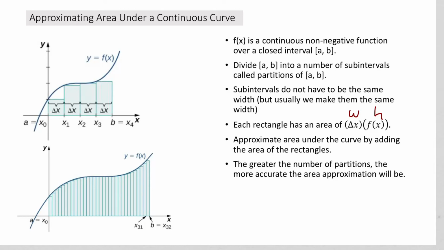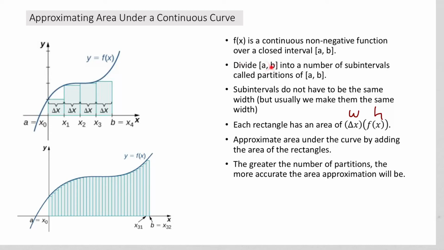So now we're going to talk about approximating area under a continuous curve. f of x is a continuous non-negative function over some closed interval ab. Non-negative means above the x-axis. So for now we're talking about ab intervals containing positive numbers, so from the y-axis on over, our potential ab values.